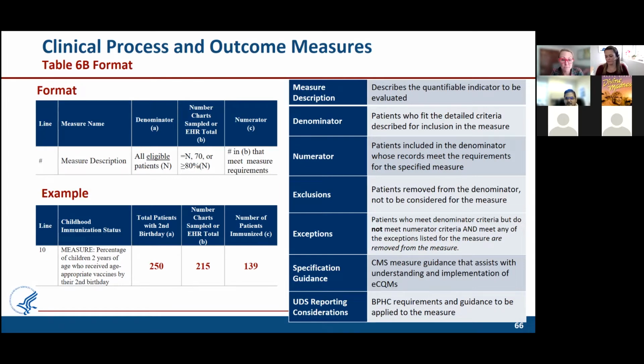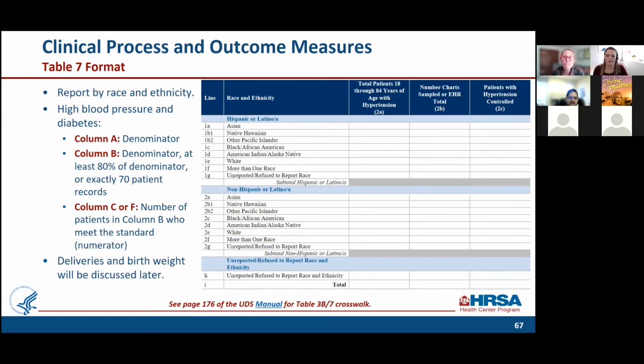If they don't meet the numerator criteria, but do meet an exception criteria, then they could be taken out of the denominator. Most of the clinical process and quality measures align with the eCQMs, but some measures have specific considerations that you need to take into account when determining whether patients should be included in the universe of patients or they meet that standard. And these are detailed in the UDS reporting considerations section of each measure in the UDS manual.